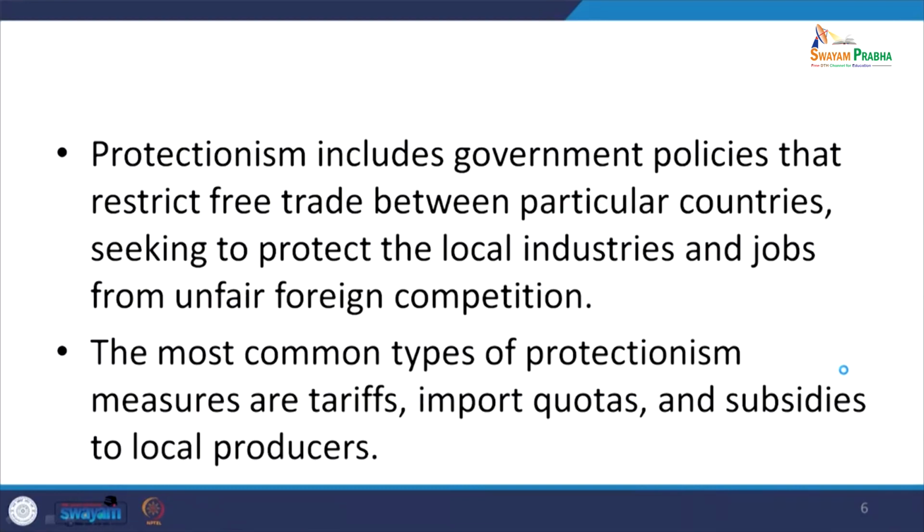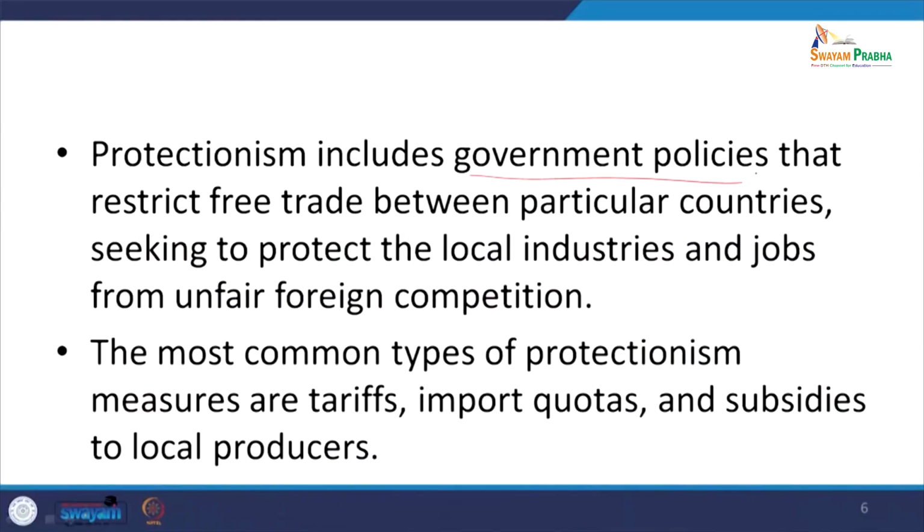So, what does it include? It includes government policies, as I just said, that restrict free trade between particular countries, seeking to protect the local industries and jobs from unfair foreign competition. So, therefore, we need to emphasize foreign government policies. It is a restriction to free trade. Therefore, there are further concerns in WTO, because being member countries, if one restricts foreign trade, then other member countries might raise concerns on it. Then it protects local industries and jobs also.